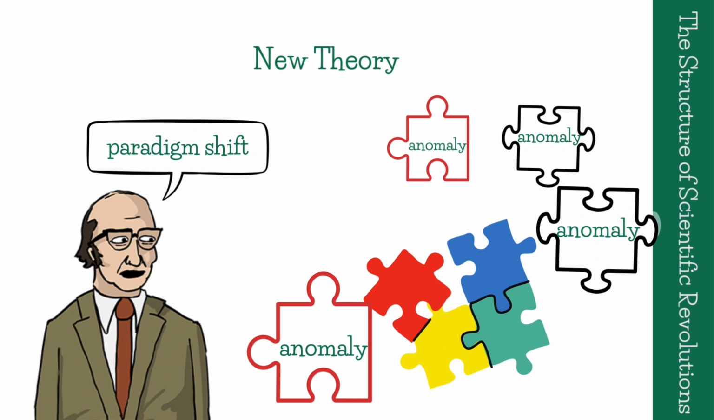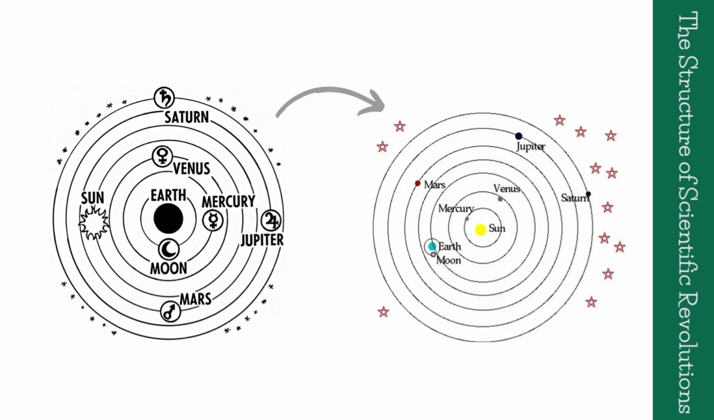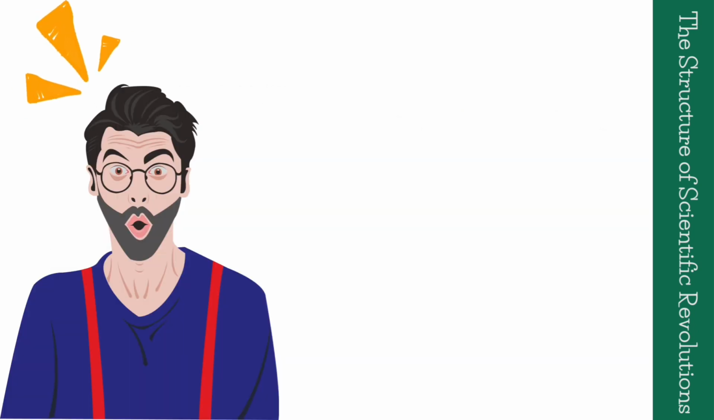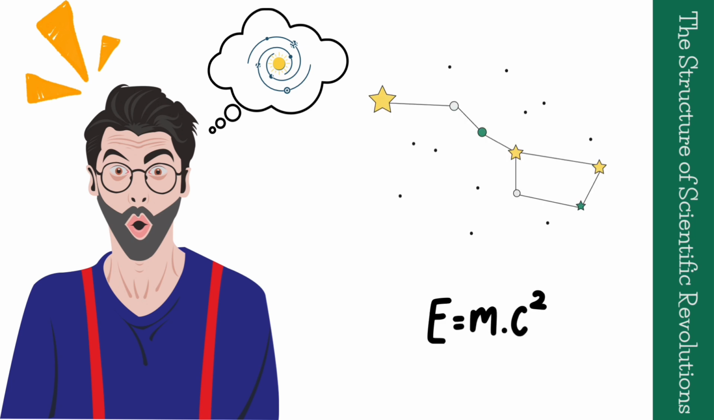One of the most famous examples of a paradigm shift is the move from the geocentric model, which placed Earth at the center of the universe, to the heliocentric model, where the Sun is at the center. This shift fundamentally changed humanity's understanding of the cosmos and led to further breakthroughs in astronomy and physics.